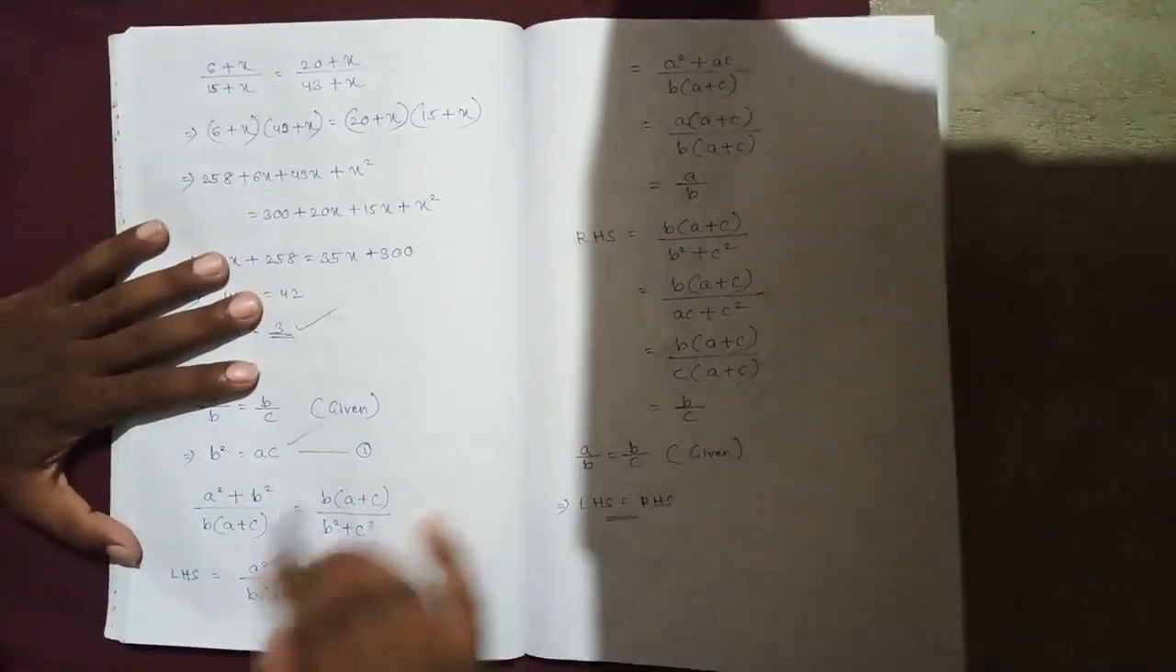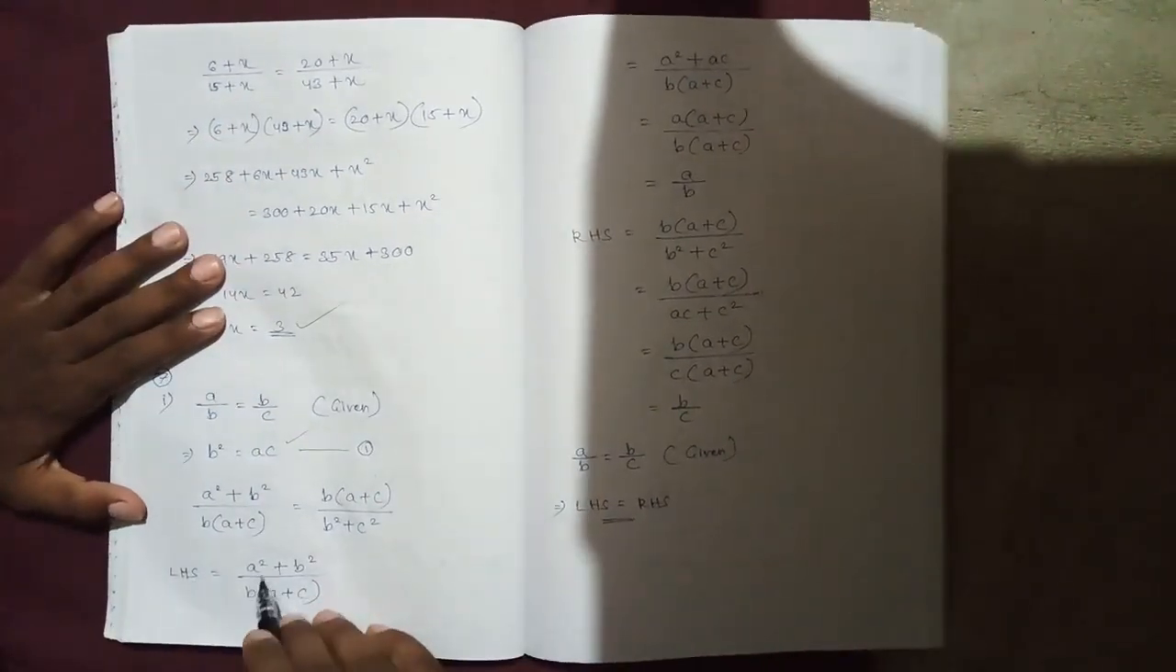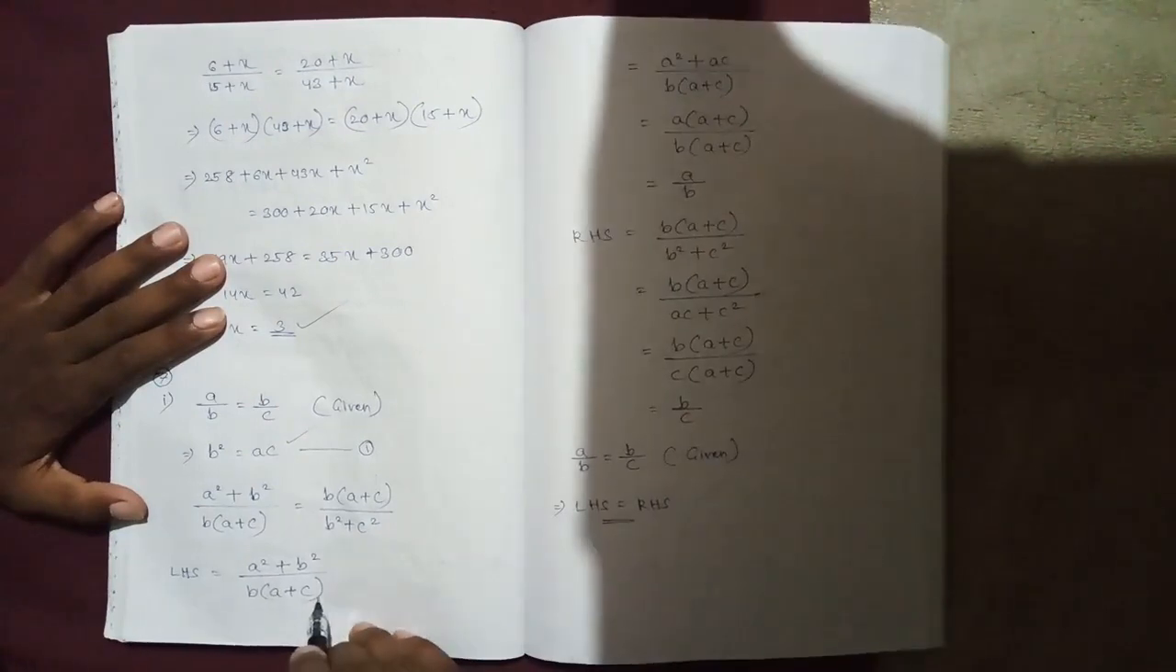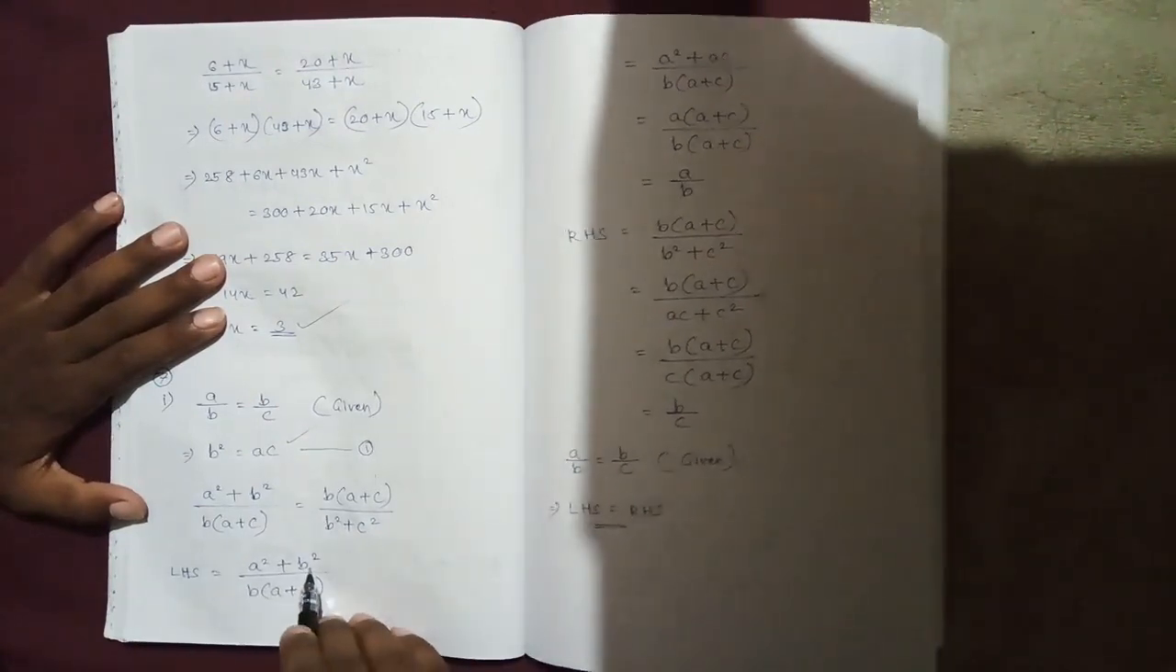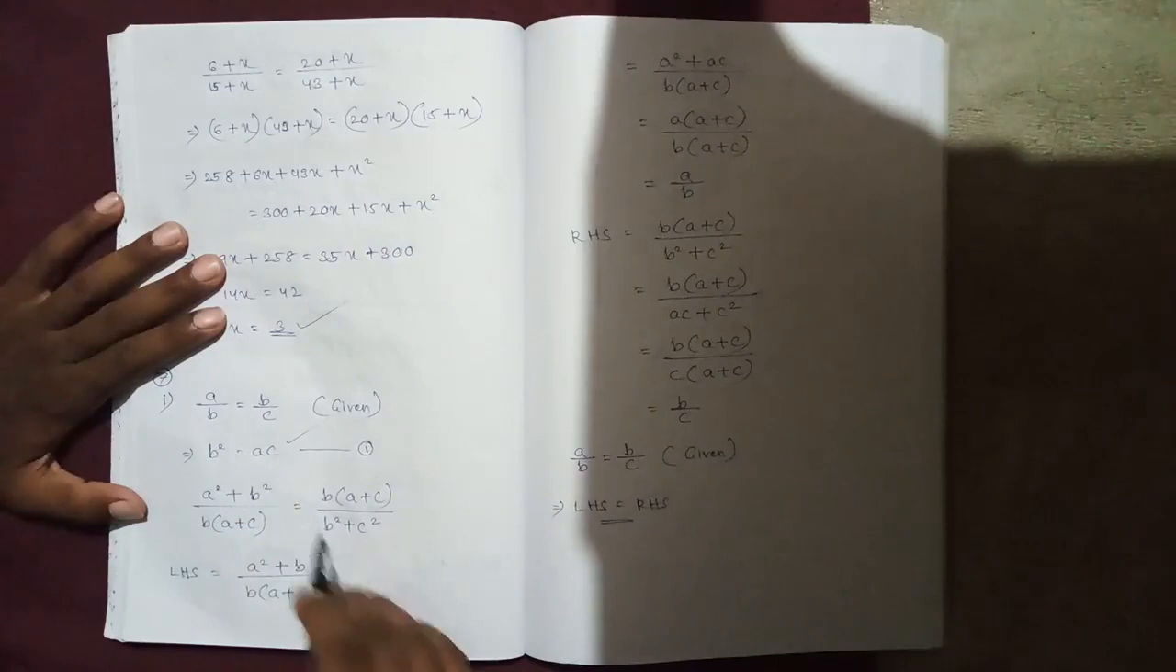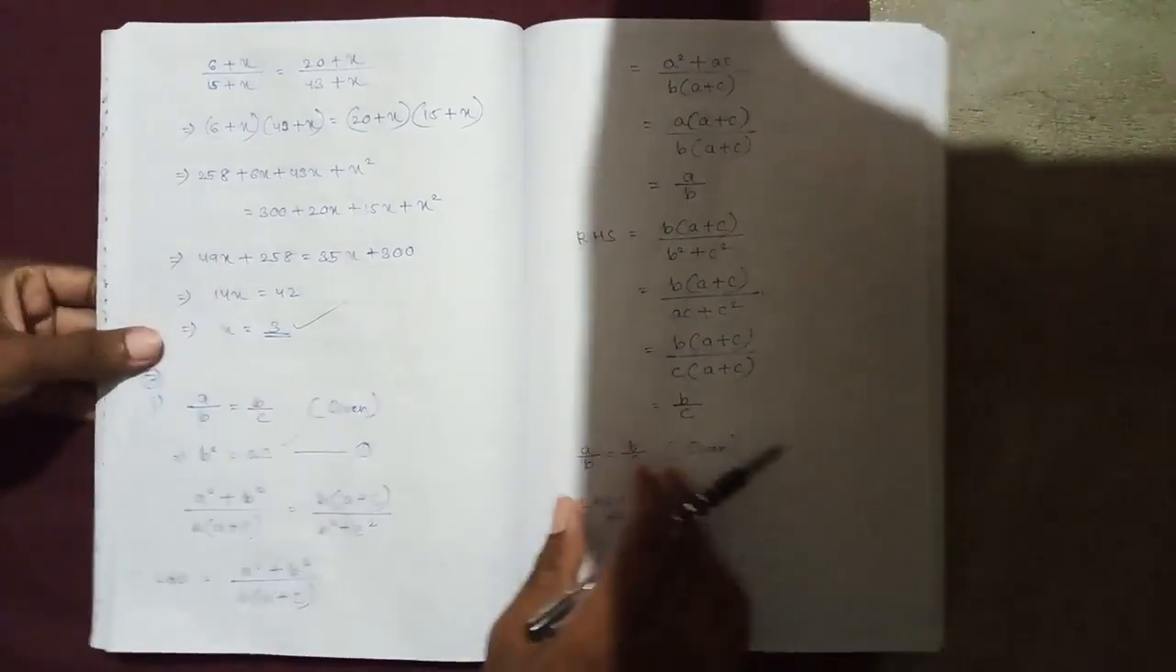Suppose let us start from LHS. LHS is equal to A square plus B square by B into A plus C. Then in place of B square we can put AC. So let us put AC in place of B square in the next step.